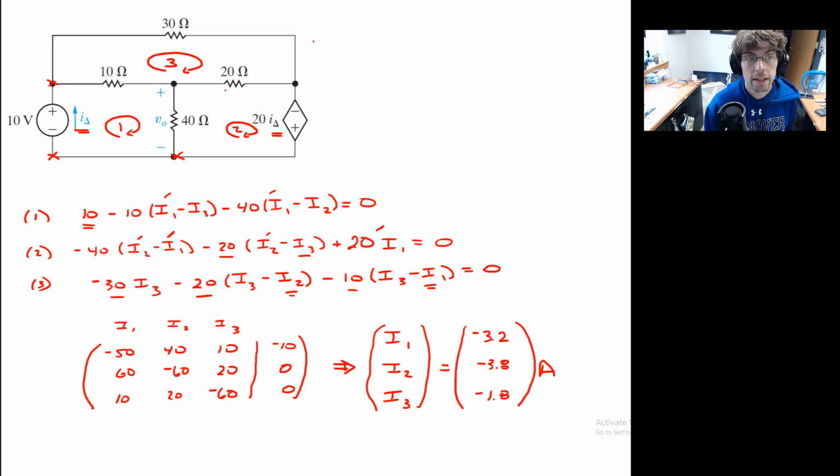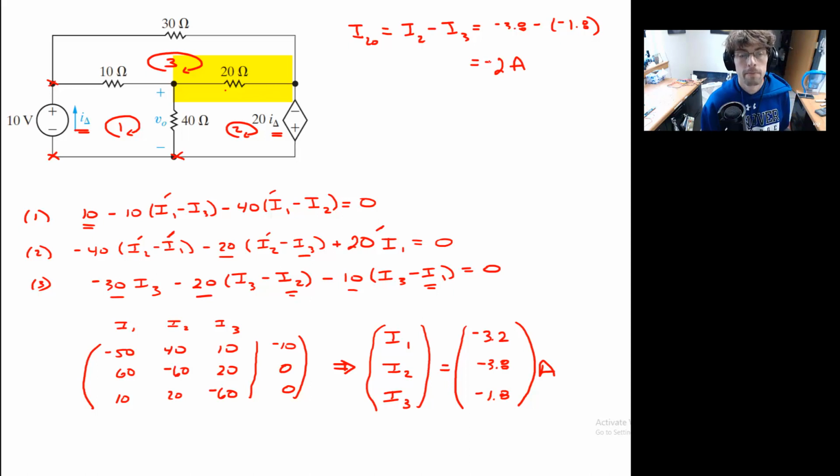Let's go ahead and get stuff like the current through the 20 ohm resistor. I'll do it as I2 minus I3, which will equal negative 3.8 minus a negative 1.8. Don't forget those double negatives. So I get 2 amps negative. So rather than flowing in the direction of I2, it's going in the opposite direction, something like 2 amps to the left.